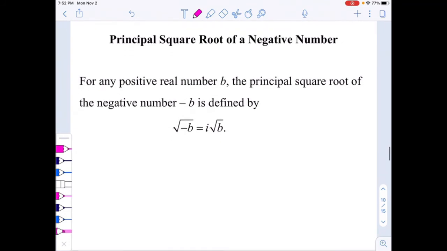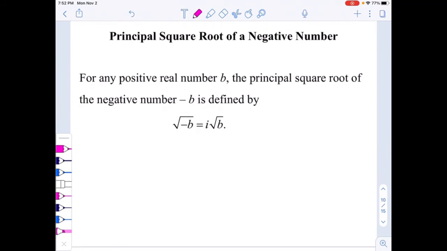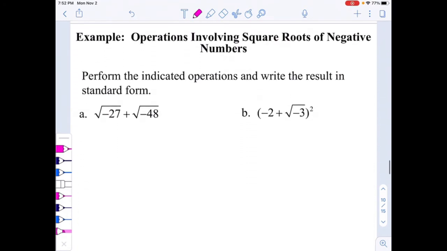The next piece talks about the principal square root of a negative number. It says for any positive real number b, the principal square root of the negative number -b is defined by this: if I have the square root of -b, they're going to break this into the square root of -1 times the square root of b. And they already told us the square root of -1 is that imaginary unit i. That's multiplied with the square root of b. That's where this piece comes from. So anytime you see a negative on the inside of a square root, it's going to give you that imaginary i on the outside. So let's try some.